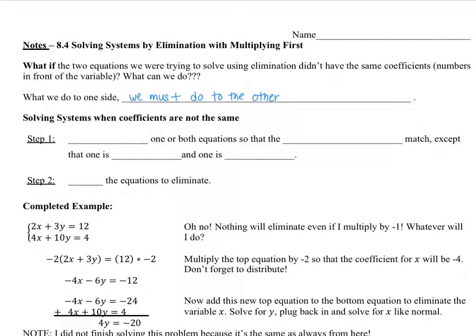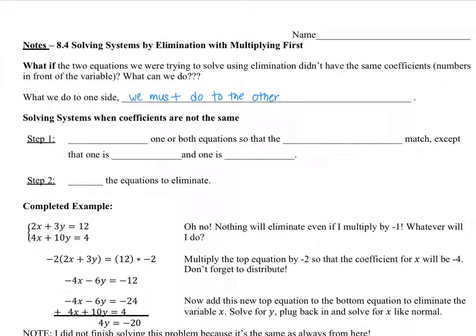So after that first step, after you multiply by some number so that one of the variables eliminates, all you have to do is add it and then finish the problem from there. So it's really similar to what we've been doing. It's just one extra step.